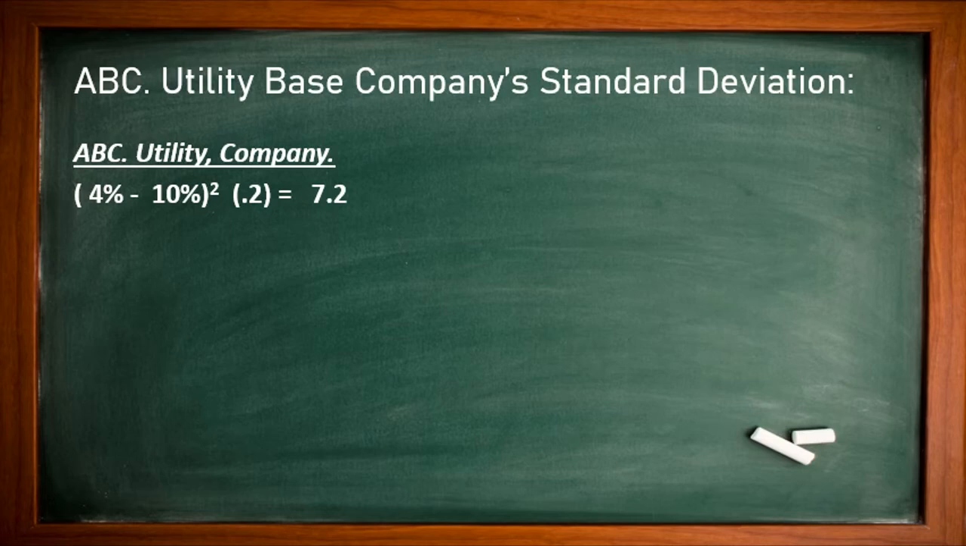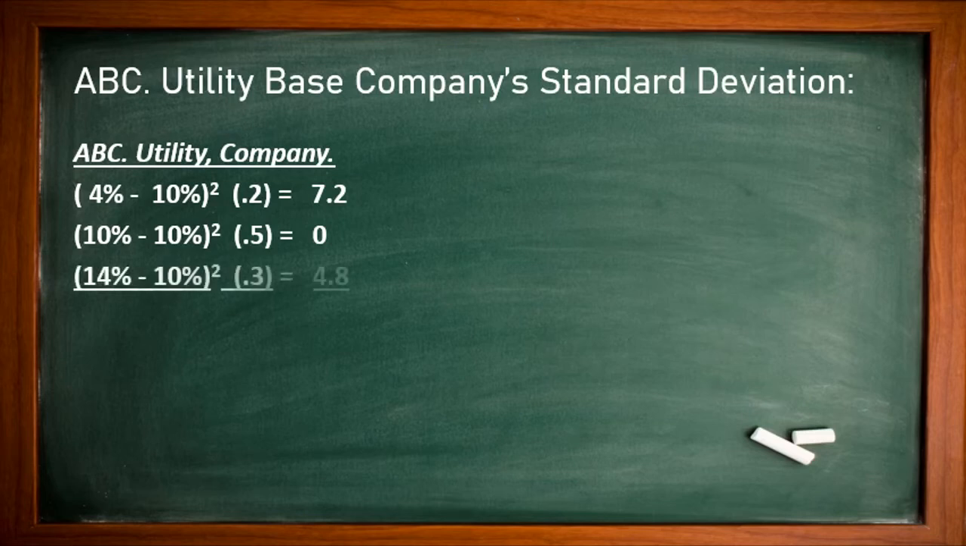So Ki means K1. K1 is 4% minus K bar, where K bar means the total return of 10%, squared, multiplied by the probability. The probability for the first situation is 20%, so 0.2 or you can put 0.20, which gives 7.2. Same in the second situation, where K2 is 10% and the overall return is also 10%, squared, multiplied by the probability 50%, it becomes 0, same as in the third situation.